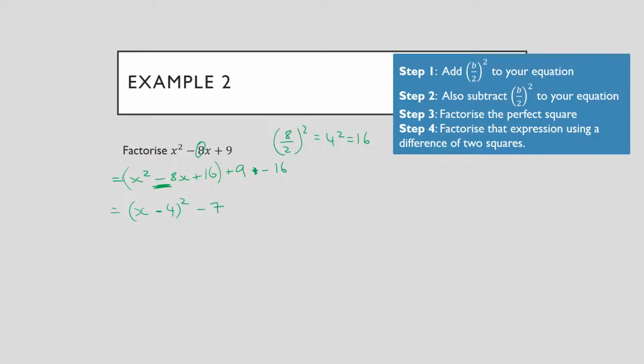Now we're going to use the difference of two squares. If 7 is our b squared, then b is going to be the square root of 7. And our a is going to be x minus 4. So we get x minus 4 plus the square root of 7, times x minus 4 minus the square root of 7. And that there is our solution.